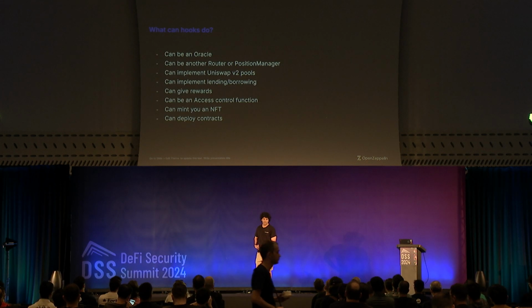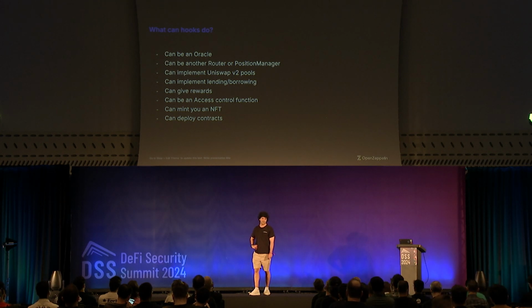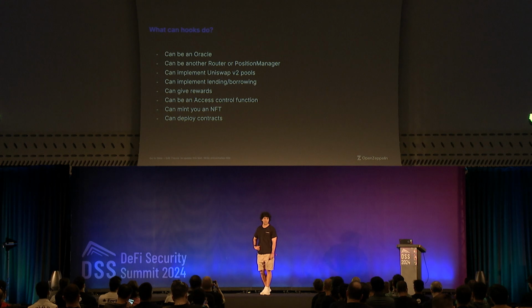So what can hooks do? In this list, I give a couple of examples. A hook can be an oracle, can basically say a price of a specific token of a specific pool. Can be another router or another position manager.